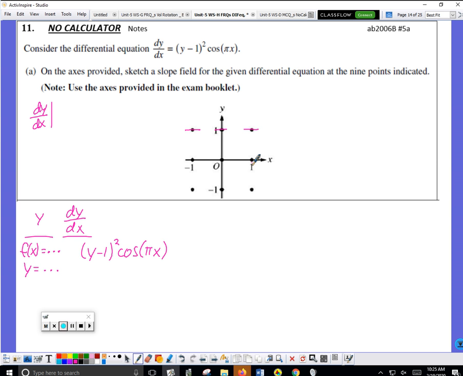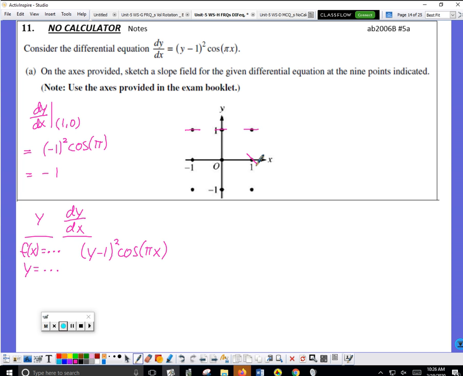So this point here is x equals 1, y equals 0. That's going to equal -1 squared, and then the cosine of pi. That's 1, that's -1, that's -1. So this spot here has a slope of -1. The slope of -1 would look exactly like this. You do have to draw it precisely. You can't be lazy. If you draw it in a lazy manner, you lose the point. Questions?